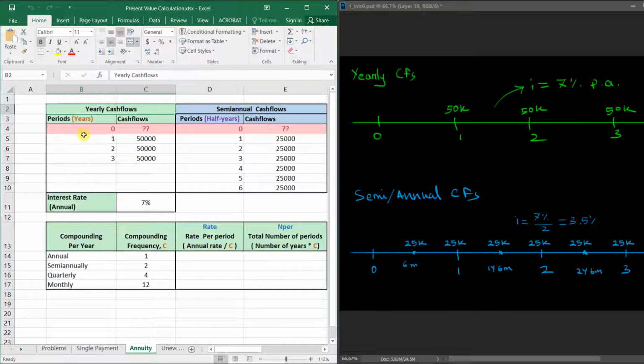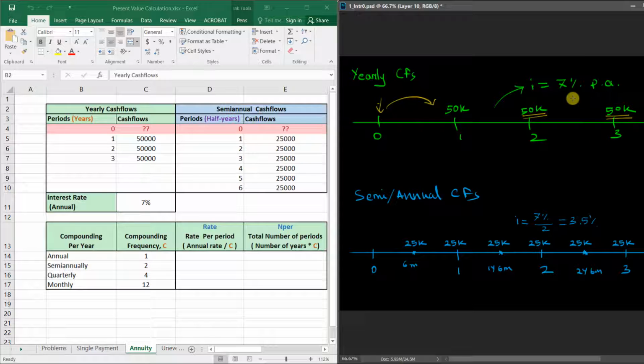So what you have in the first problem is this, where this is the present moment, and after 1 year we receive $50,000, then after another year we receive 50,000 more, then finally after 3 years we receive another $50,000, and the annual interest rate is 7%.